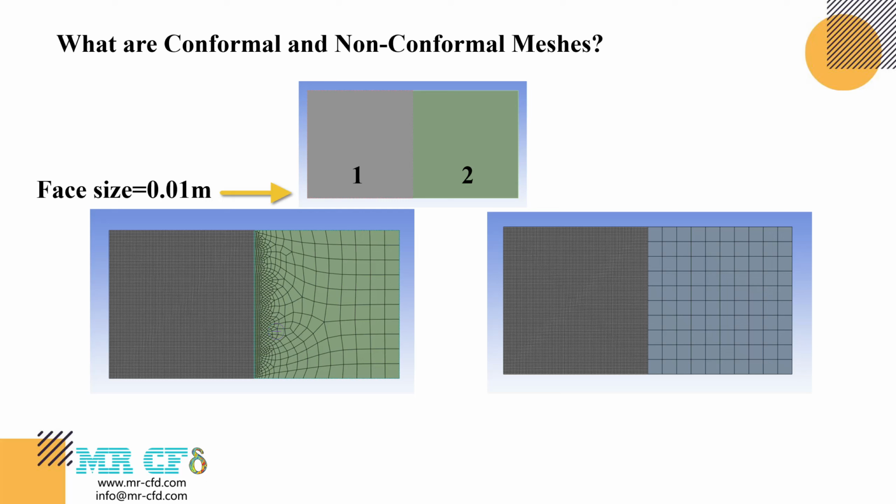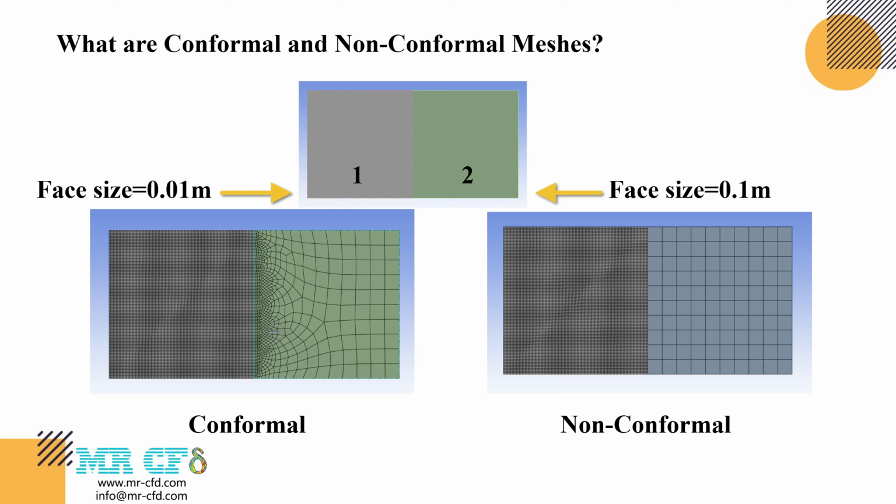Region 1 with 0.1 meter elements and Region 2 with 0.1 meter elements. In the conformal mesh, bottom left, elements gradually transition at the interface, ensuring nodes align perfectly between regions through progressive refinement. Notice how the mesh gradually adapts from fine to coarse while maintaining connectivity. Conversely, the non-conformal mesh, bottom right, maintains distinct element sizes right up to the boundary, creating a clear discontinuity where nodes don't match across the interface.